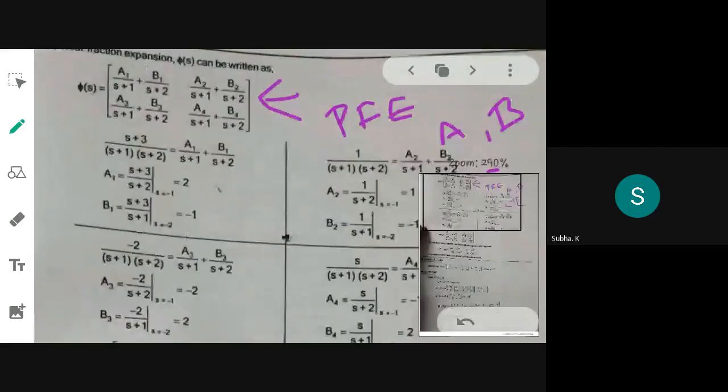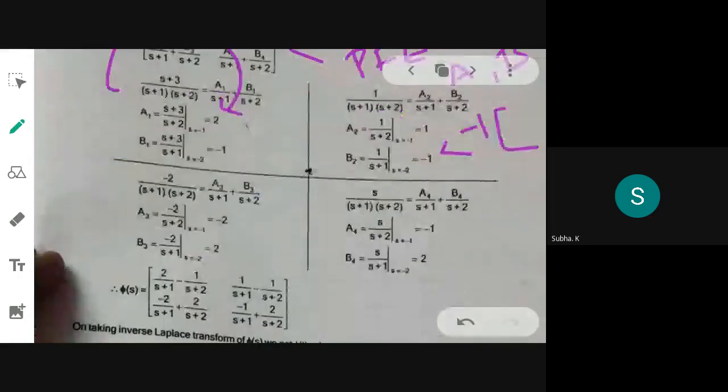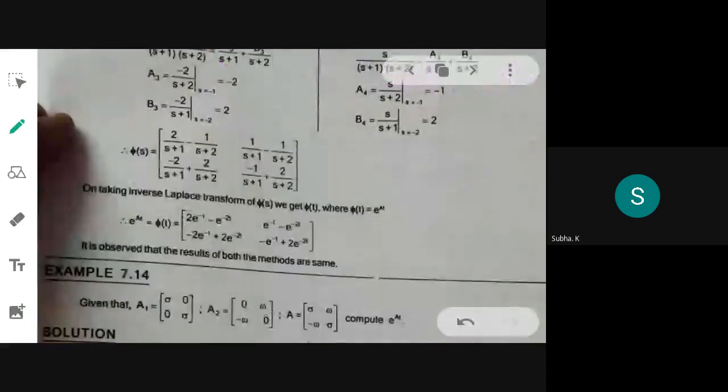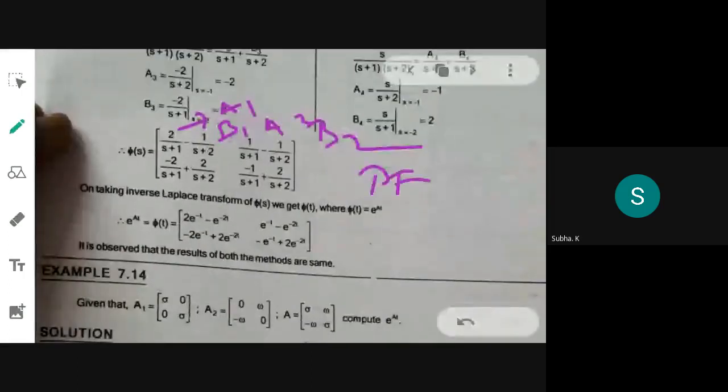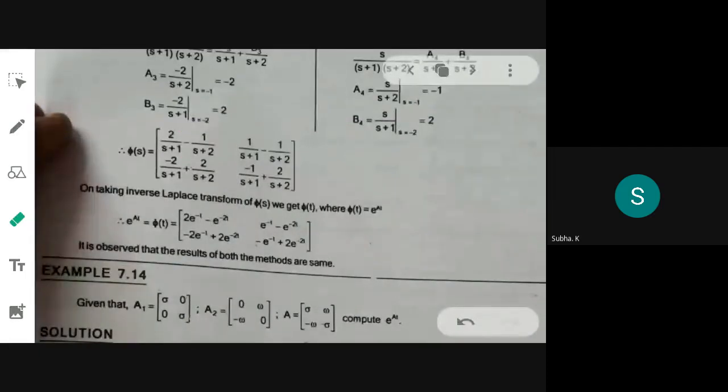So A1 and B1 for the first term are 2 and minus 1. So you know the procedure of how to take partial fraction expansion, and then you substitute it in the given equation. Then you have to take the Laplace transform. So these are the constants A1, B1, A2, B2. All these things we have determined by partial fraction expansion only. So the final step, you have to take the inverse Laplace transform.